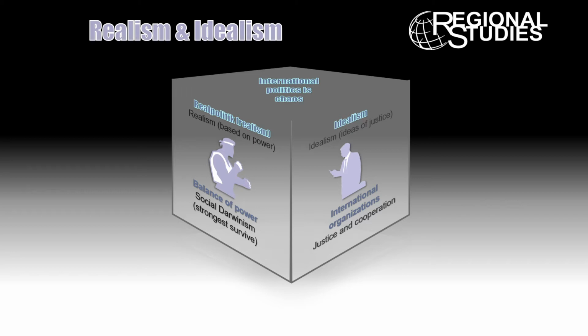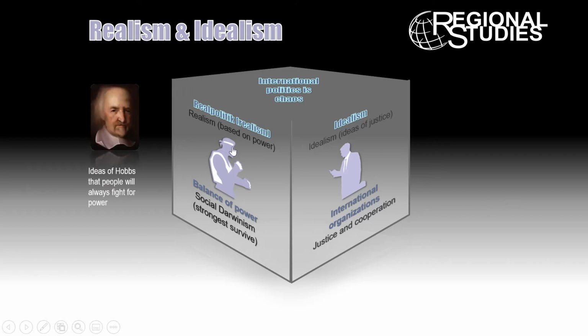When we talk about the politics of realism, we say that we have to base it on reality. What is the reality out there? Well, the reality is that each one of us has self-interest and we are usually going to act according to what is in our best interest. So, in other words, this approach is based on the ideas of Hobbes, who thinks that people are constantly fighting for power.